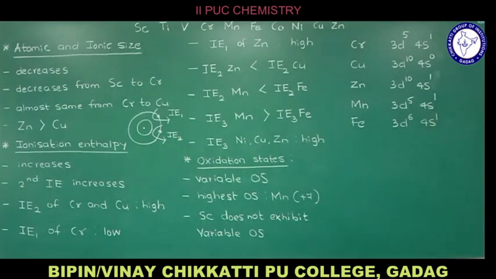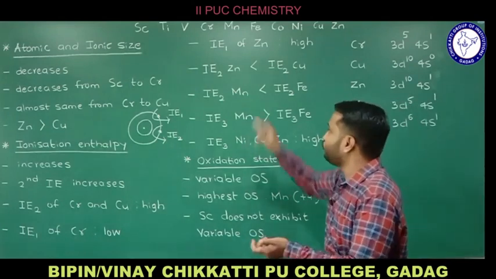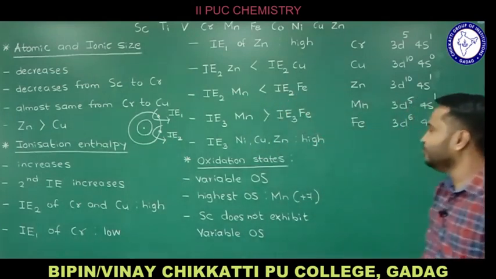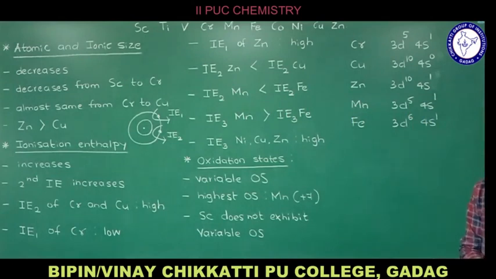Now we need to think about second ionization energy. The second ionization energy of manganese is less when compared to the second ionization energy of iron. What is the reason behind that? I hope if you apply the extra stability rule, you are going to get the answer. If you remove the second electron from manganese, we are left with 3d5, a half-filled atomic orbital, which is quite stable.